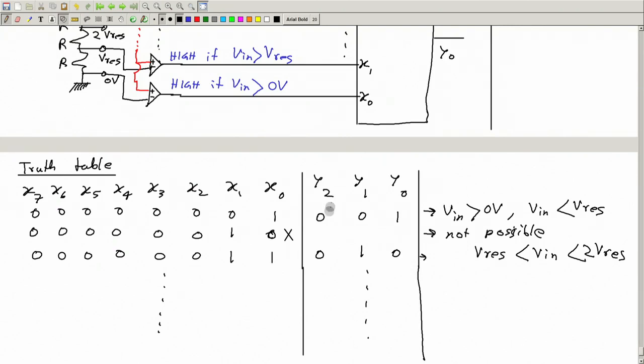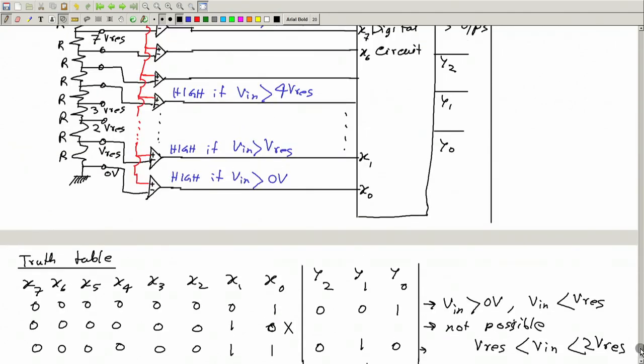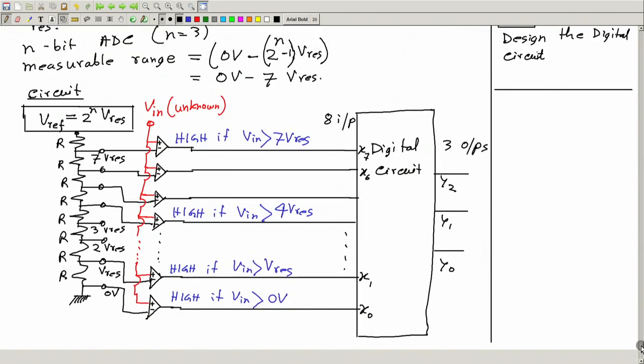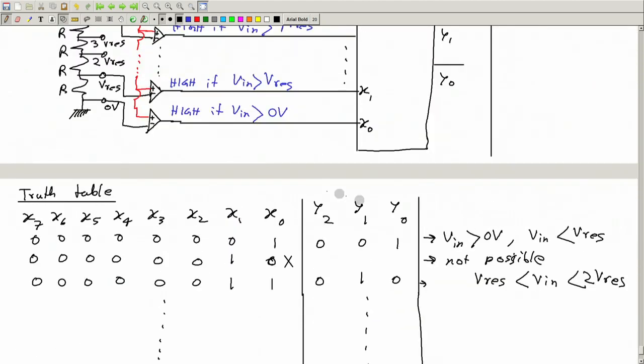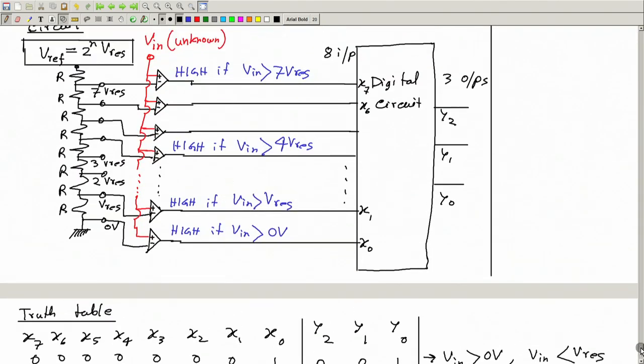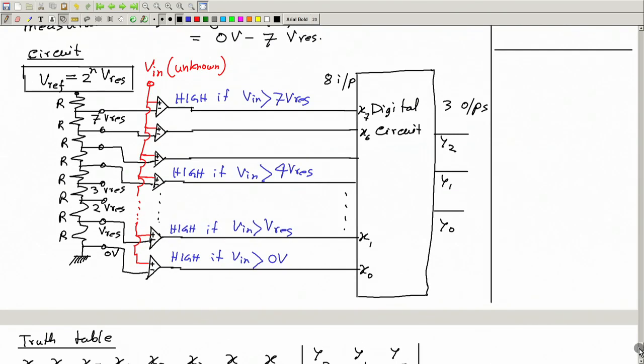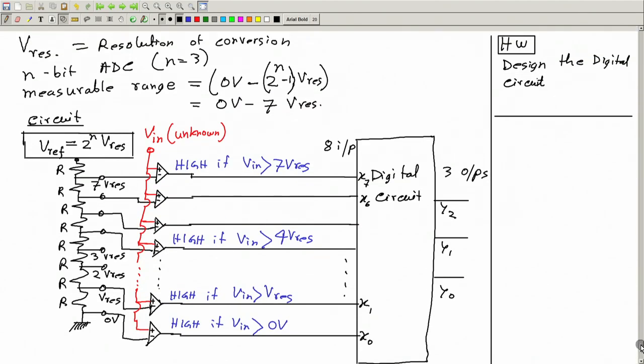So this way you can complete this truth table, and then you can design the logical circuits for these 3 functions y0, y1 and y2. I assume that you have already done some courses on digital electronics, so you can do this yourself, and I am not going into it. That is a homework.